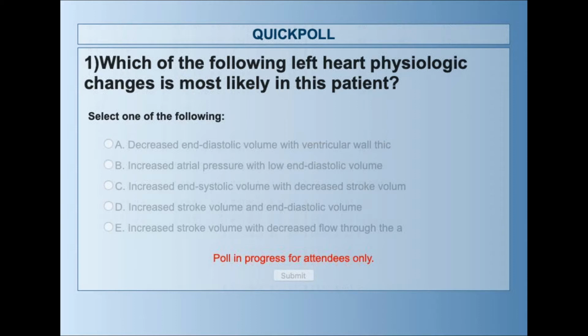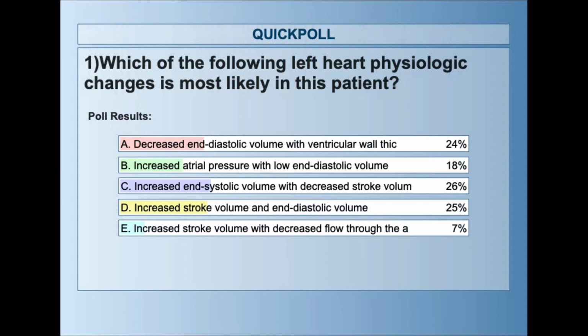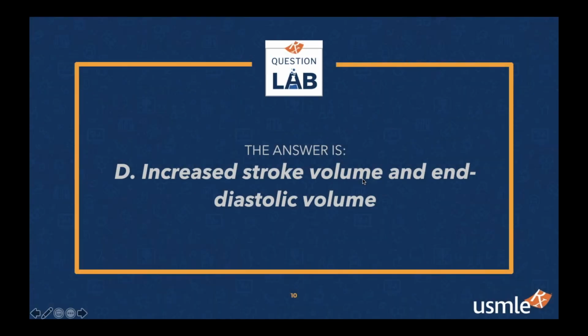All right, well, let's take a look and see what all of you selected. Looks like it was close. 26% of you selected C, which was increased end systolic volume with decreased stroke volume. In second place with 25% was answer choice D, and then we had A. So pretty close here. Let's see what the correct answer is. And the correct answer is D, increased stroke volume and end diastolic volume, and 25% of you got it right. So definitely a challenging question. If you got it wrong, don't worry. Pay attention to Paris now, and you'll be a master.